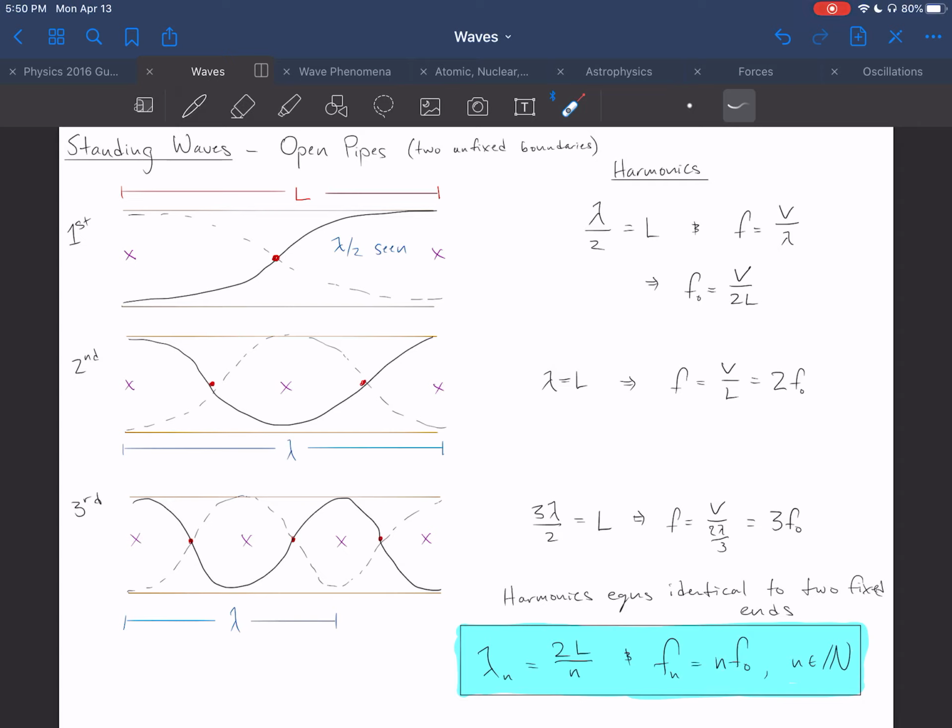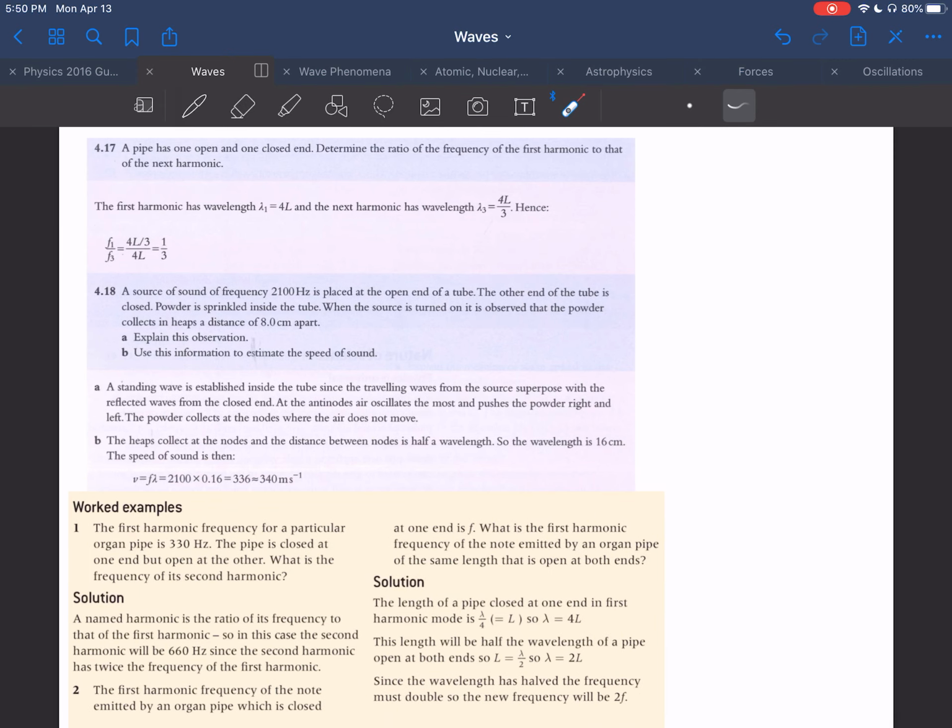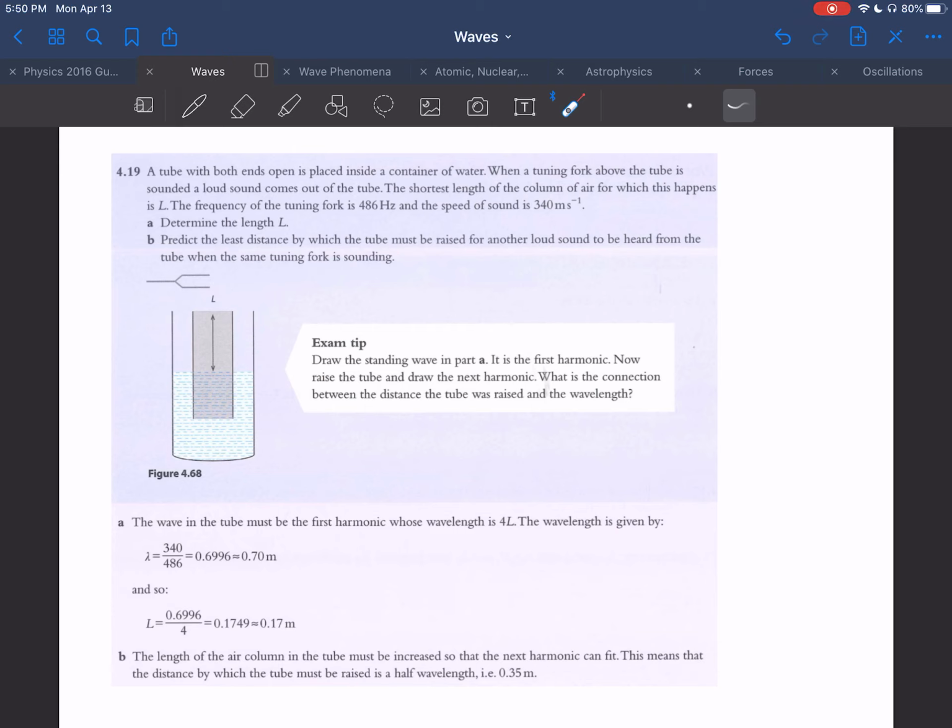You can prove to yourself that the pattern continues to hold for the third harmonic following these relationships. Notice that this set of equations then is identical to the set of equations for the string with two fixed ends. Again, my strong recommendation is not to memorize the equations, but instead to draw out the diagrams every time. There are several example problems over the next 2 slides that you should absolutely take a look at and work your way through.